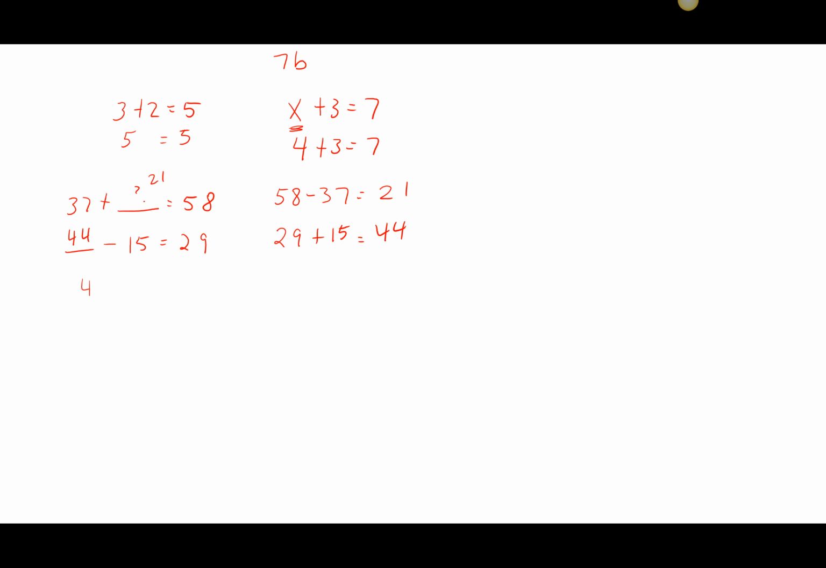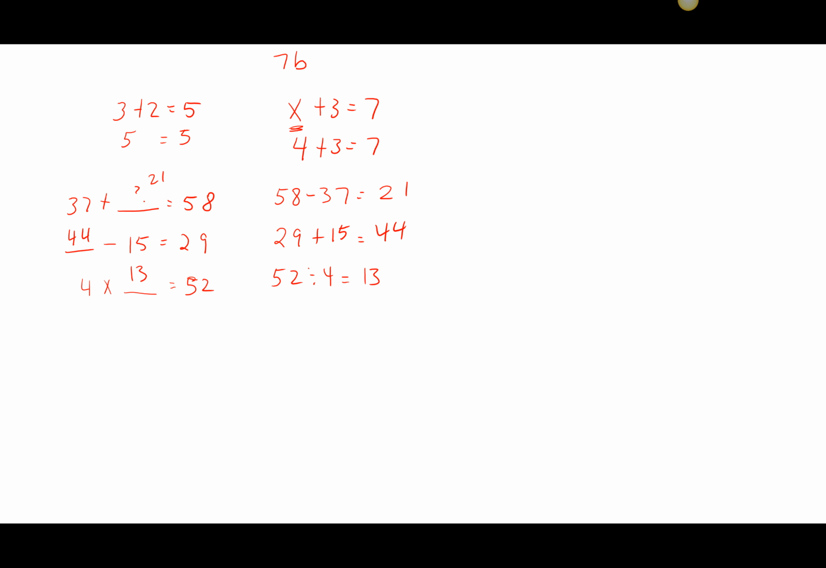Okay, what if we had a multiplication? 4 times blank equals 52. So how do we do that? If we say 52 divided by 4, we get 13. So 4 times 13 is 52, and so on.